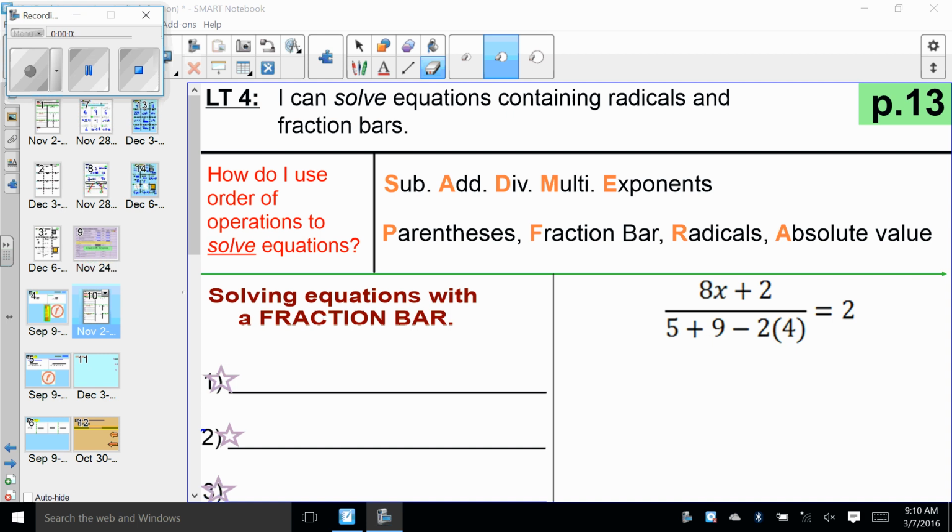Hey, 8th grade. So our learning target today is I can solve equations containing radicals and fraction bars. You should be on page 13.